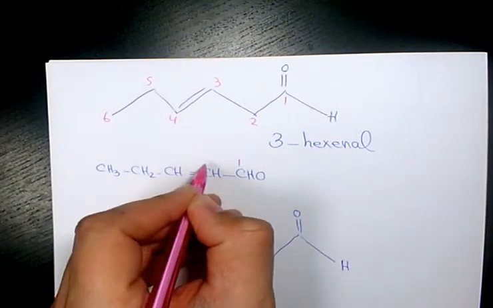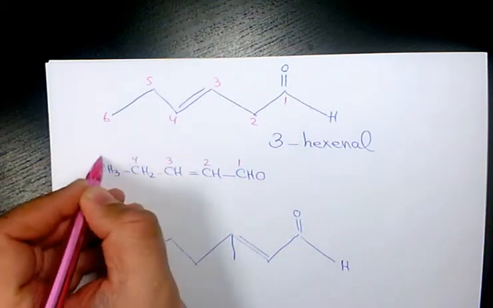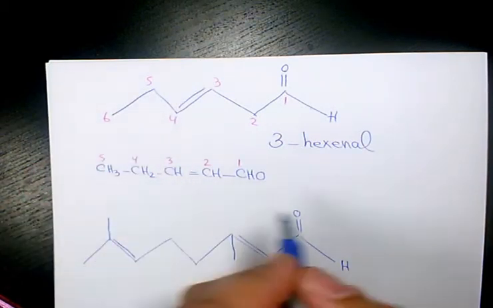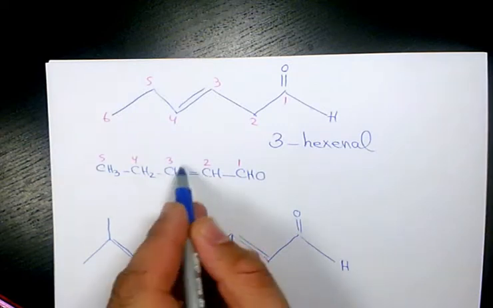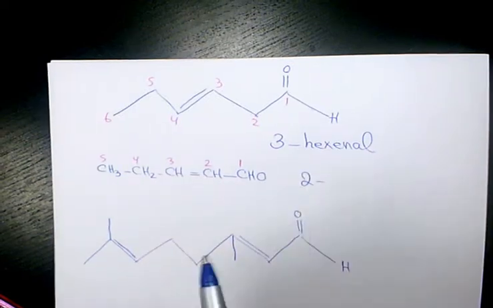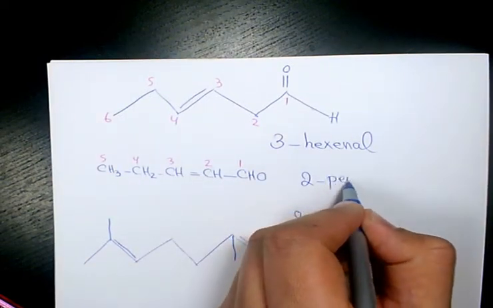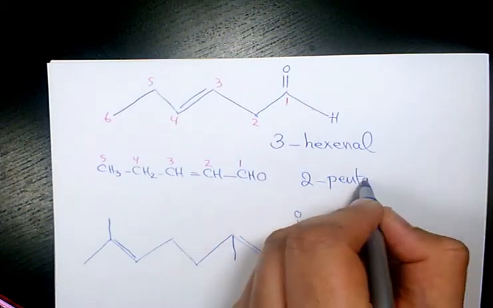Second one, we have a carbonyl group here, so that's an aldehyde, and we have a double bond here. So 1, 2, 3, 4, and 5. In this case, the double bond is on the second carbon. So we have 2-pentenal.